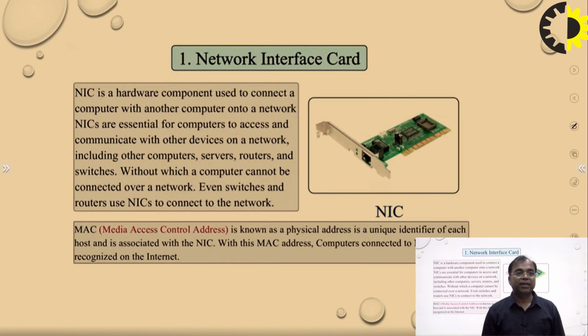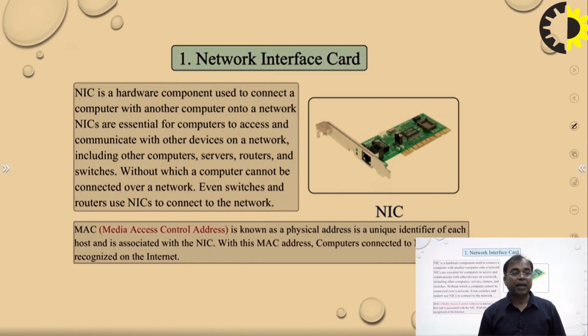So if we want to communicate with any other device in the network, we must connect that device with another device, and that connection is made with the help of the network interface card. We connect our cables with this card only. We connect our Wi-Fi with a different NIC card. This includes other computers like servers, routers and switches. Without it, a computer cannot be connected over a network. So it is not possible to connect a computer without a NIC card. Next, the switch and the routers also use NIC to connect to the network.